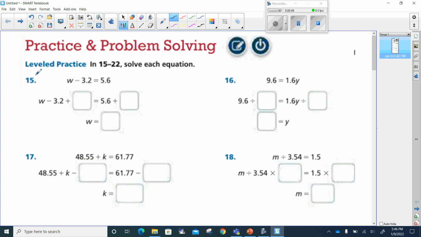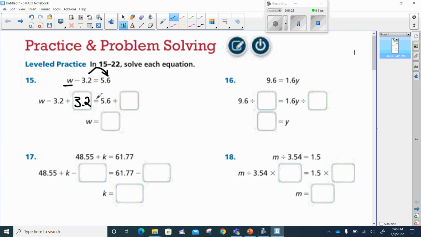I've got all the odd ones tonight by the looks of it. We have W minus 3.2 equals 5.6. We know that to get rid of a negative 3.2, and that's what we need to do because we want to isolate our variable. We want to get W on one side and all the numbers over here. So we have to bring this negative 3.2 to the other side, the opposite side. And to do that, we do the opposite of what we see. Since we see that we're subtracting 3.2, we're going to add 3.2.